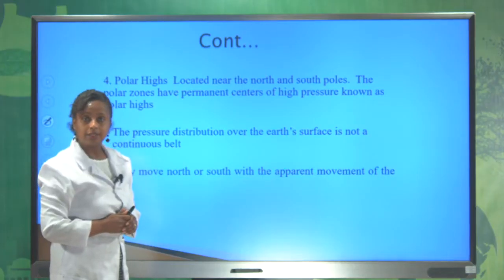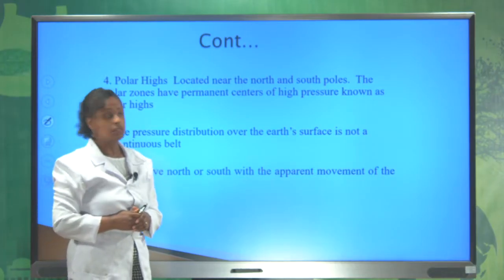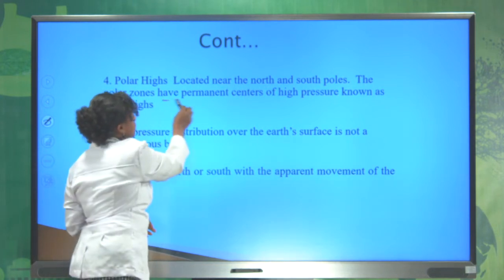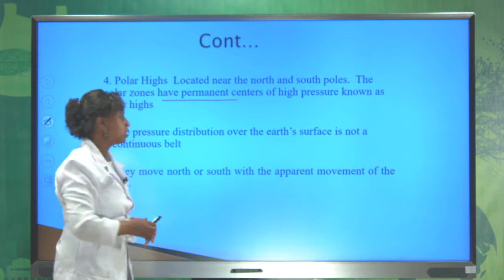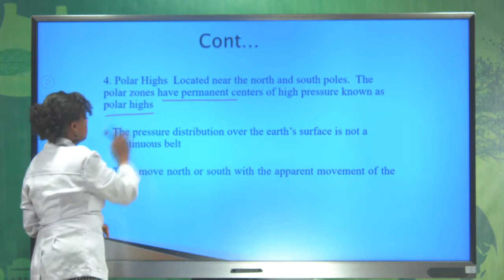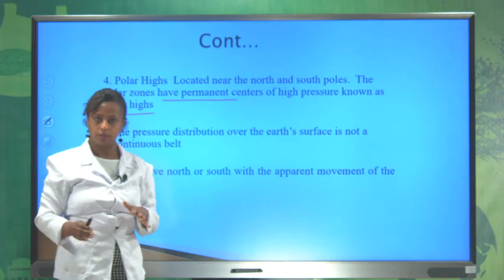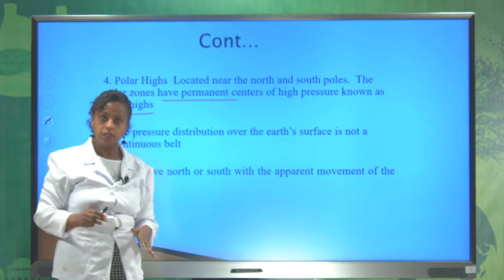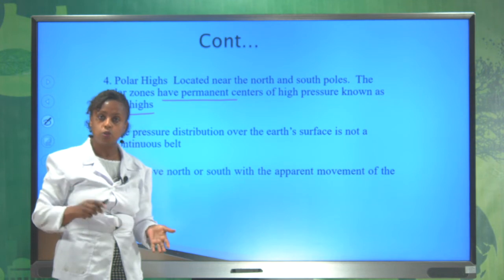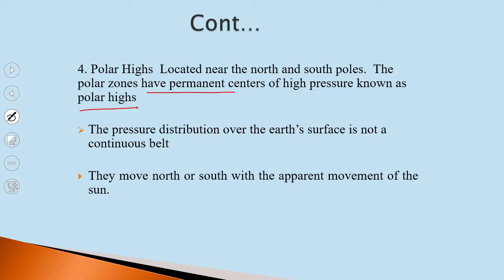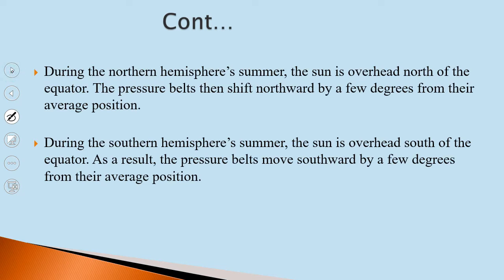This region is located nearly at the north and south poles. In this region, there is high permanent pressure known as polar highs. The pressure distribution is not in a continuous belt, which means they move northwards and southwards depending on the apparent movement of the sun. For instance, during northern hemisphere summer, the sun is overhead north of the equator.